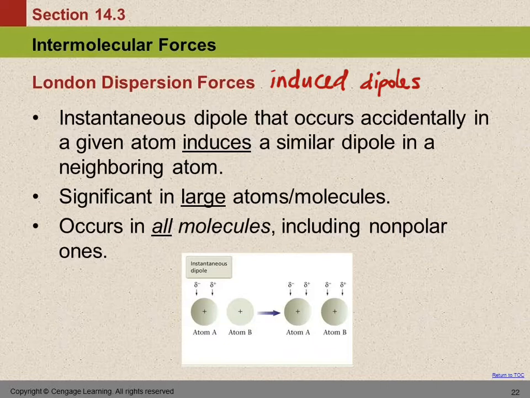London dispersion forces are more significant in large atoms or molecules because that electron cloud is larger and more diffuse and is more easily swayed to be lopsided. These London dispersion forces happen in all molecules. They happen in nonpolar molecules and polar molecules, and they also happen in atoms. So all substances have London dispersion forces.